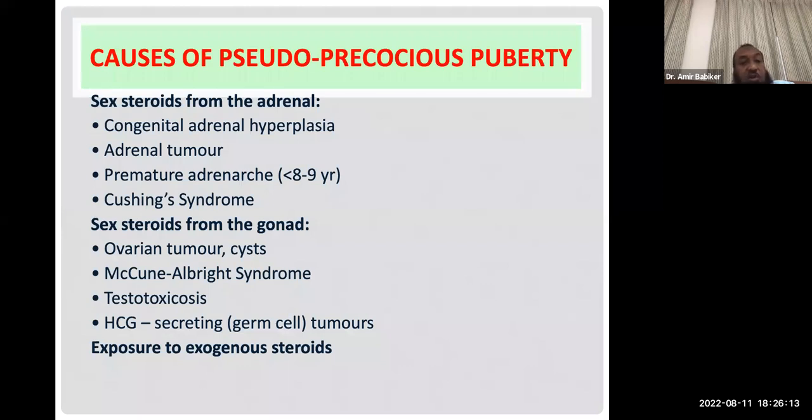sex steroids from the gonads ممكن تكون ovarian cyst ممكن تكون testicular mass ممكن يكون Pachyonal Bright syndrome معهم ovarian cyst بيكون عادة not known how it happens although انه عندهم activation يعني overactivation of some hormones لكن they are prone to develop ovarian cysts كويس. وممكن تكون germ cell tumors كويس. ممكن تكون في another organ producing testosterone or estrogen.